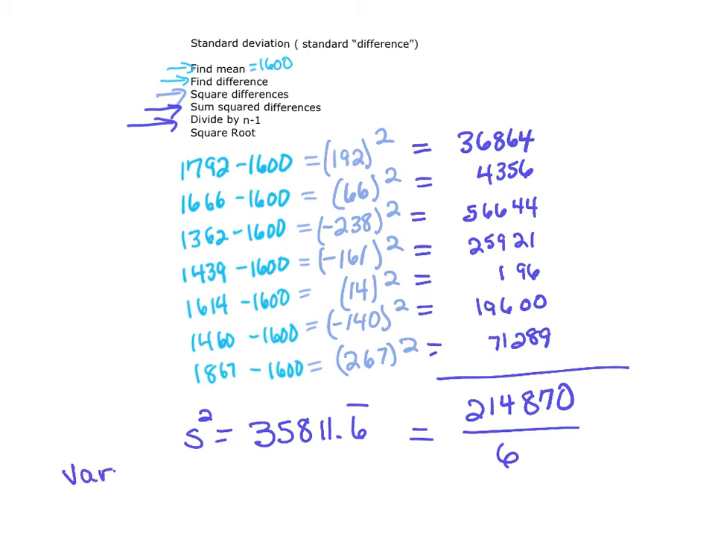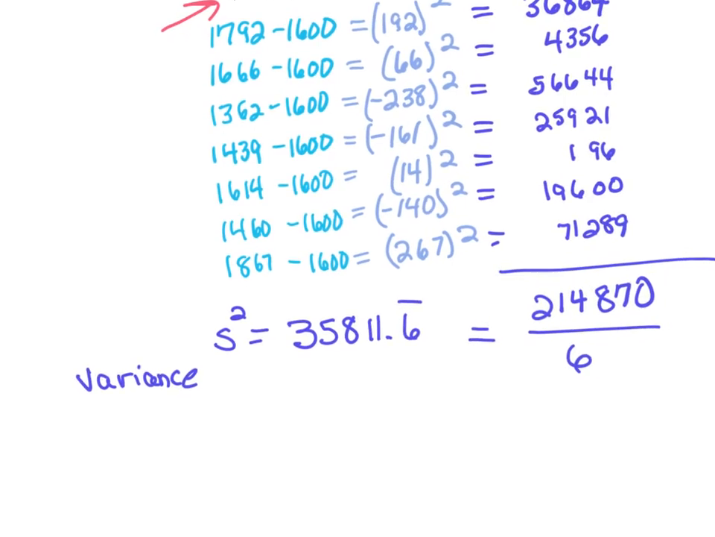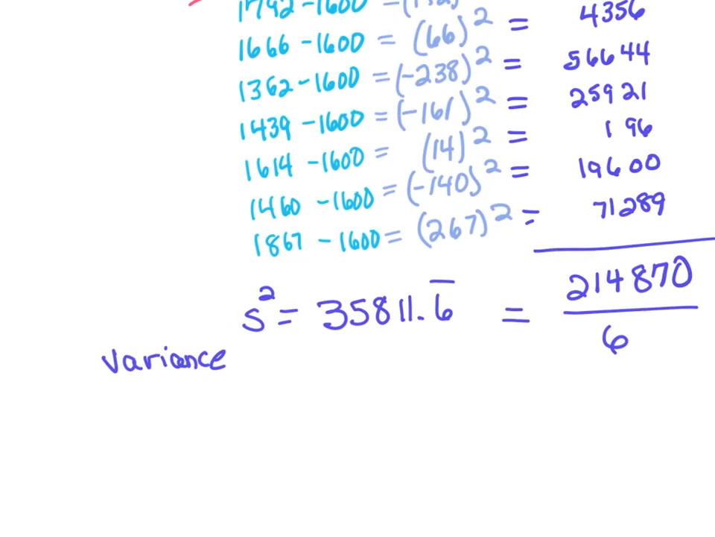Now this value has a name. It's referred to as the variance. And to find our standard deviation, we are going to take the square root. So notice variance is represented by s squared. We take the square root and we get s, which is going to represent our standard deviation. This is an approximate value because I'm rounding here. So we get 189.2 as our standard deviation.